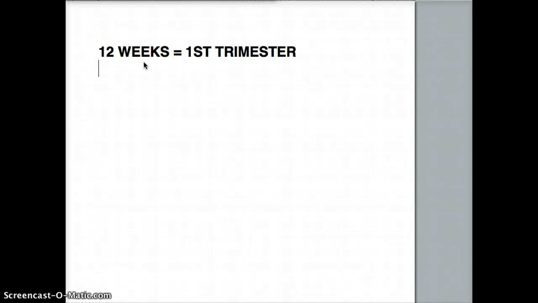Now, for GI embryology, the whole GI system develops within the first 12 weeks of pregnancy, and so that's the first trimester. And it's divided into foregut, midgut, and the hindgut.